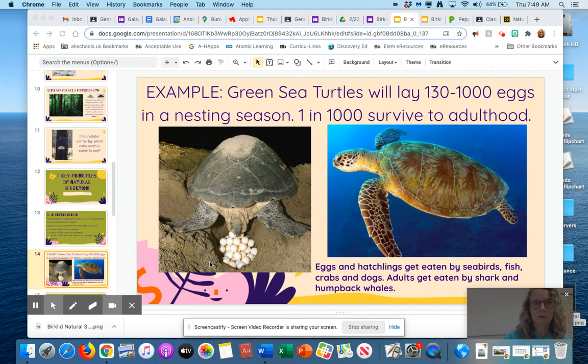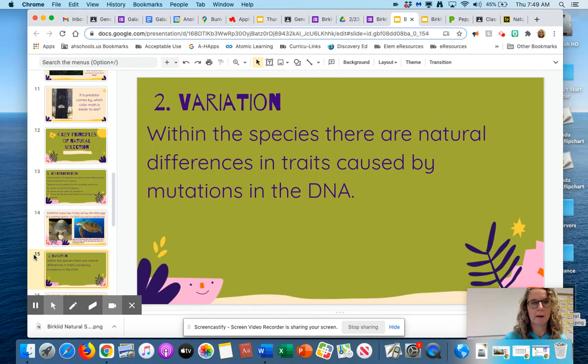So after overproduction, I did put a note sheet in the notes today, and I would expect that you're going to take notes today, so you're going to want to be writing this stuff down. You can go back, obviously.